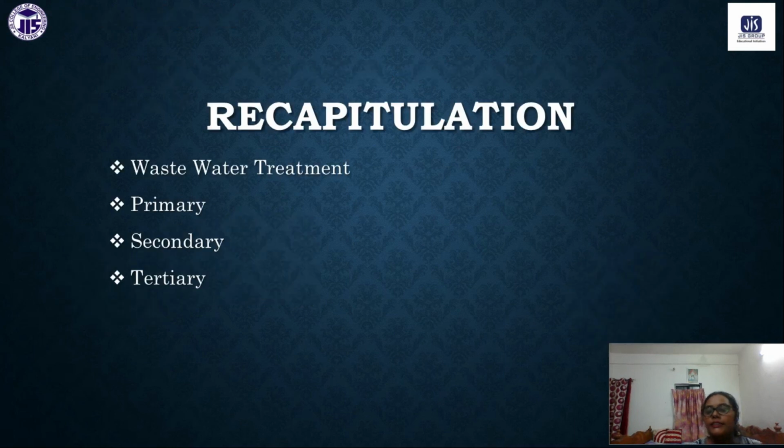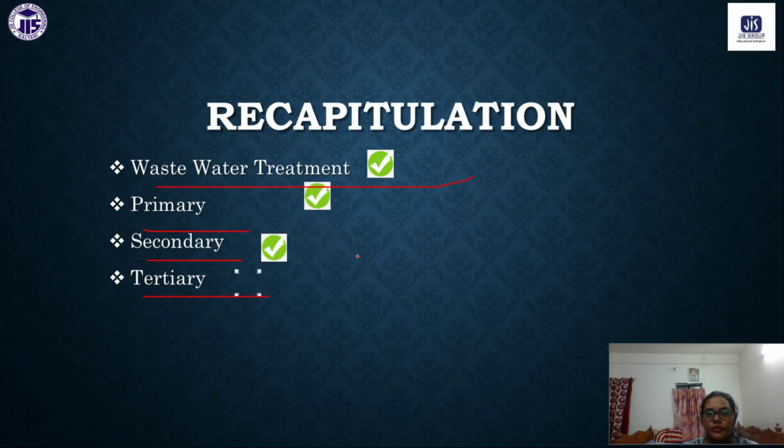So this is a recapitulation of what we have discussed about wastewater treatment. We have also seen these steps: primary, secondary treatment, and also the tertiary or advanced treatment. So these are all the chapters, the topics we have covered now.